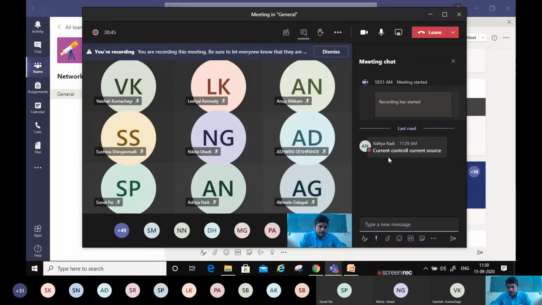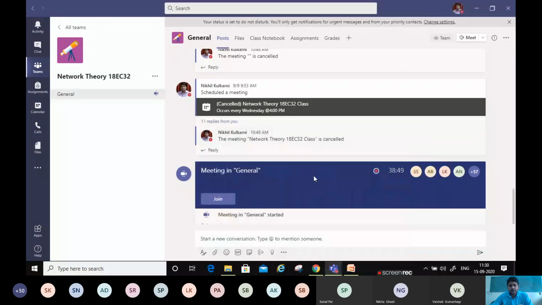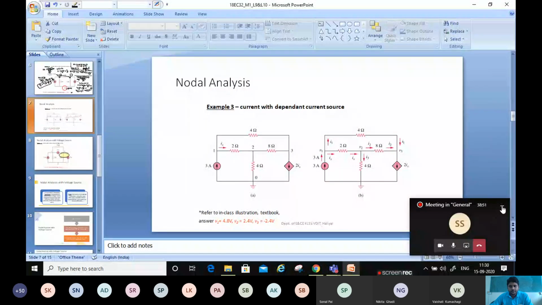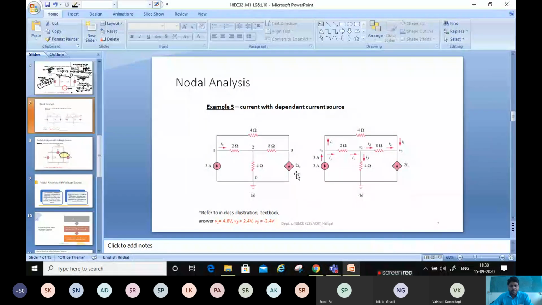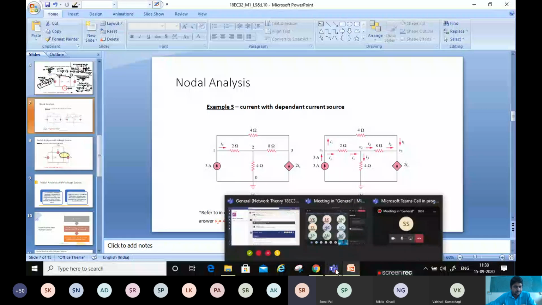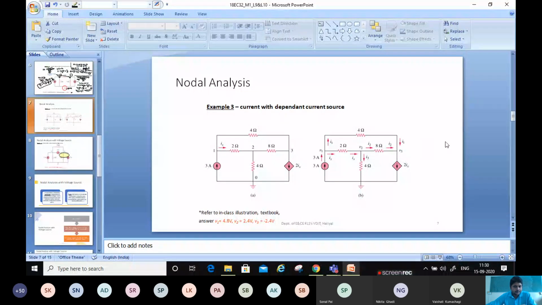Okay, Aditya, current controlled current source. That's fine. But what about the Ix value? How to define Ix? Are you all there? Yes, sir. One of you, can you make an approach to define that Ix? Or you can put it in the chat box also.